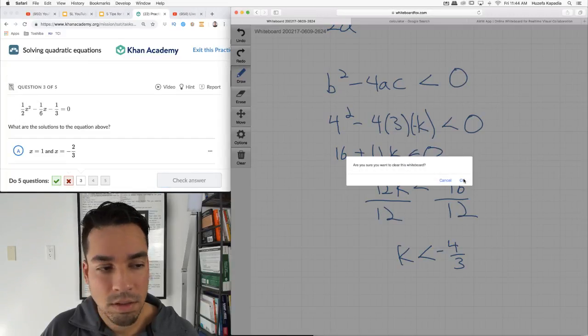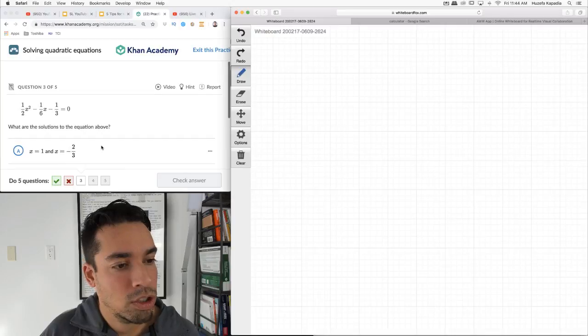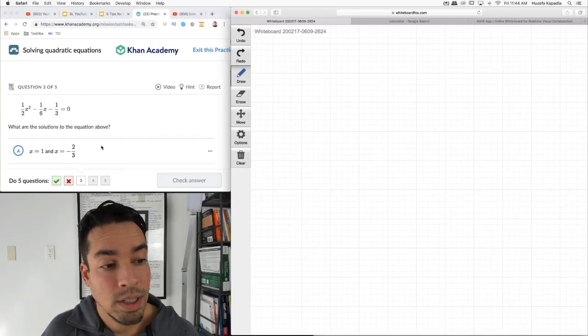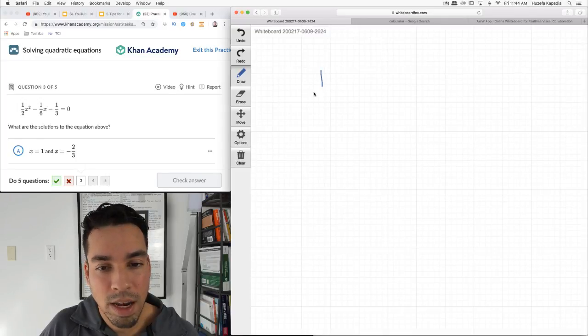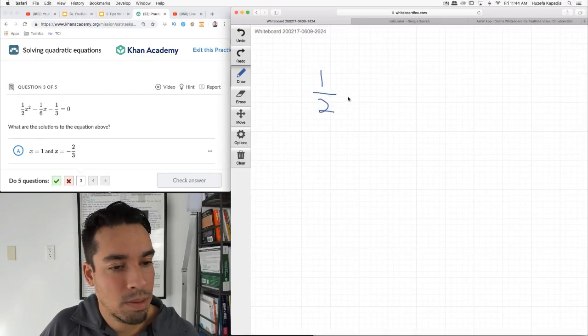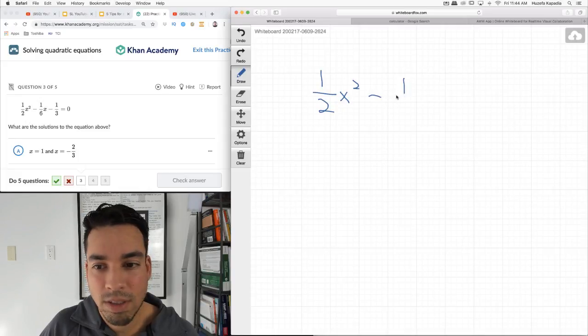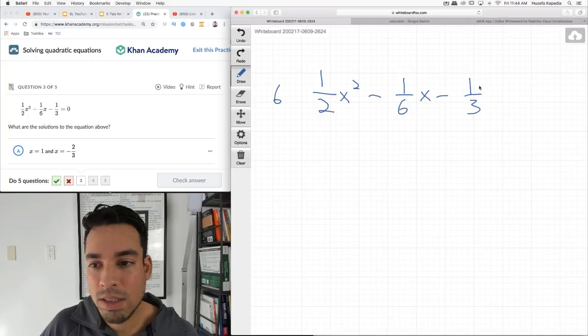All right, next. What are the solutions to the equation above? Now, a really nice thing here is we got fractions, but we don't need to have fractions. I can multiply everything by the least common multiple of 2, 6, and 3, the denominators, and we don't have to deal with these fractions. It'll be a lot easier. So I'm going to multiply everything by 6.